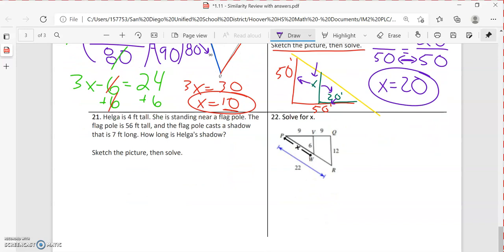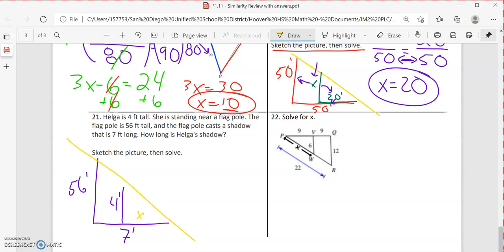Helga is 4 feet tall. She is standing near a flagpole. So let's do, there's Helga, 4 feet. Say next to flagpole, the flagpole is 56 feet tall. This is not to scale. And the flagpole casts a shadow that is 7 feet long. So here's our shadow, once again not to scale. How long is Helga's shadow? So let's connect our lines with our sunshine, and we're looking for this number right in here.